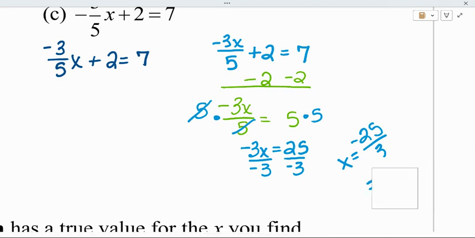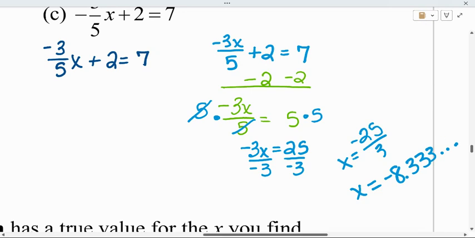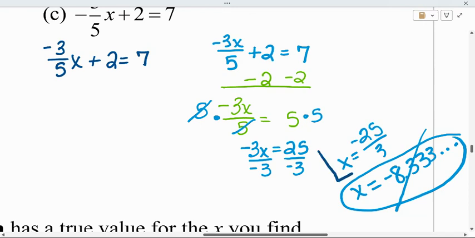Who's using that calculator and doing that for me? Yeah, negative 8.333, and it goes on forever. Again, garbage. We don't want that answer. I want you to write your answer like this. Leave it as a fraction.